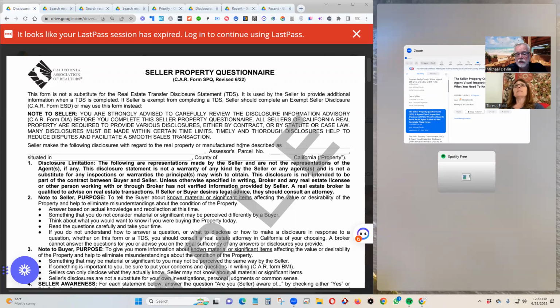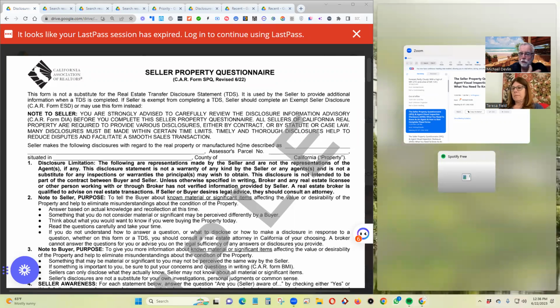Now, there is a notice that we give to the seller and get them to sign that talks about their disclosure duties. But I have a suggestion. If you're representing a seller, right, because this is a seller property questionnaire, you might want to actually first have read the disclosure advisory yourself.